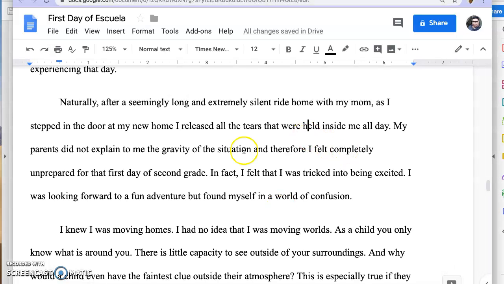Now, when I read this paragraph, I have these moments right here. I felt completely unprepared. I felt that I was tricked into being excited. And then I kind of fast forward, if you think about it, into something else. But I don't really allow the reader to understand the way I was feeling. So I can take a moment here to slow down the story and really explain to the reader how this moment is important for me.